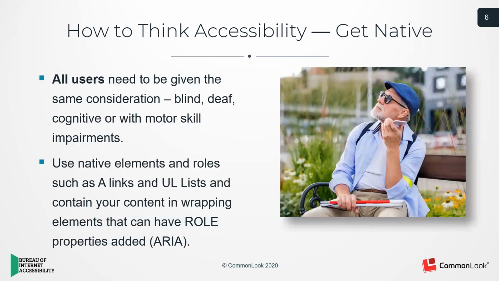All users, with or without impairments, need to be given the same access and therefore the same consideration in your coding. Using native links, lists, headings, and ARIA roles, also known as ARIA landmarks, will go a long way to making your content way more natively accessible than before. And that's really what we're after here, a mostly natively accessible HTML structure as a great starting point for your content.